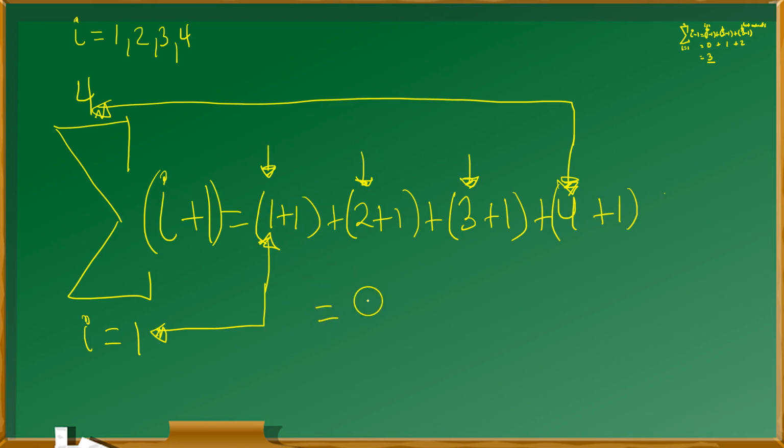So let's work this out over here. So 1 and 1 for the first one is 2, 2 and 1 is 3, 3 and 1 is 4, 4 and 1 is 5, and then you just add that up. So 2 and 3, 5, and 4, 9, 9 and 5 is 14, and that is the value of the sum, 14.